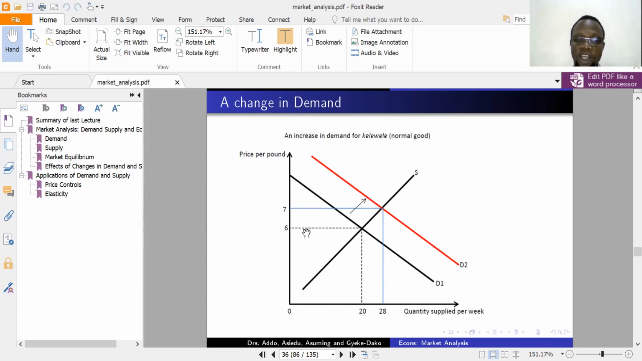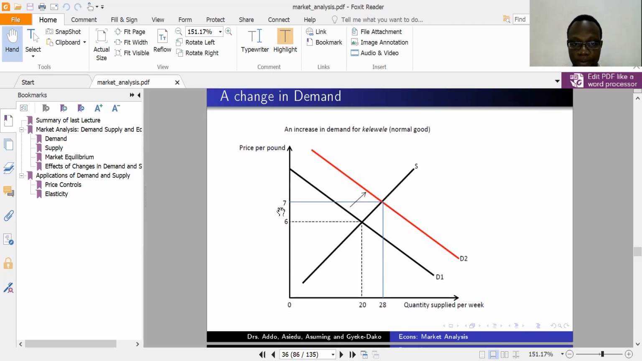The original equilibrium price was 6 Ghana cedis. With an increase in demand, the new equilibrium is established at this point, with a resulting price of 7 cedis. So an increase in income triggers an increase in price, okay?